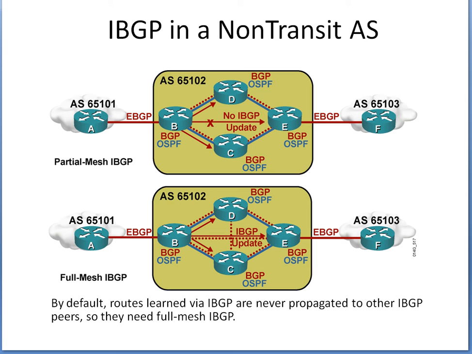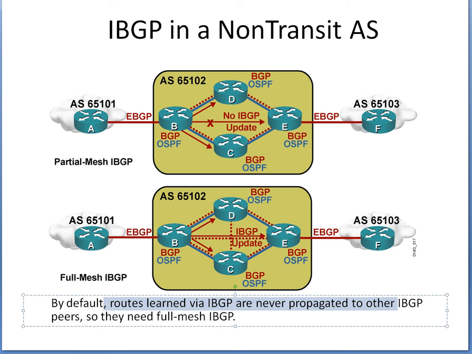You may say D will send to E. No, whatever routes are learned via an IBGP, meaning for D and for C, router B is IBGP, same autonomous system, interior border gateway protocol. The rule is this: by default, routes learned via an IBGP are never propagated to another IBGP peer, meaning whatever D learns from B, it will not send to E.